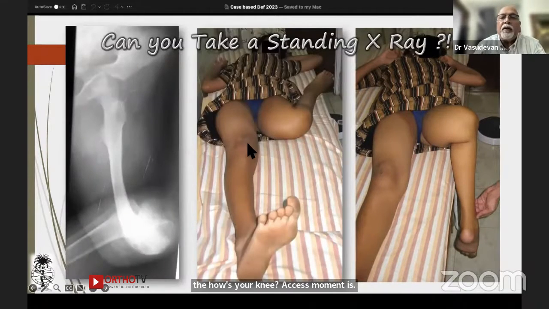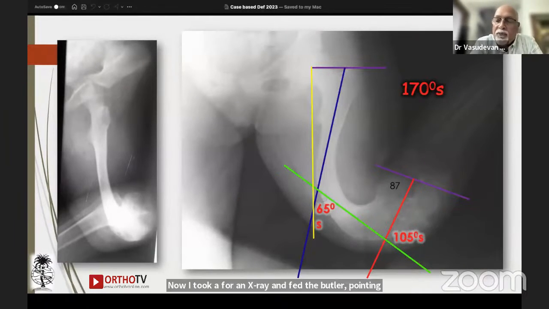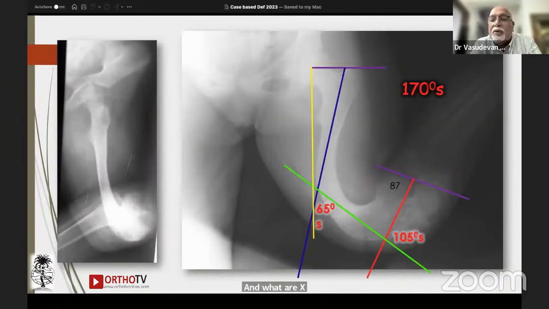So can you take a standing X-ray for this girl? She is not even able to stand. Now I took her for an X-ray and felt the patella pointing forward, facing to the roof, and got her X-ray. So it was an extreme femur valgus.